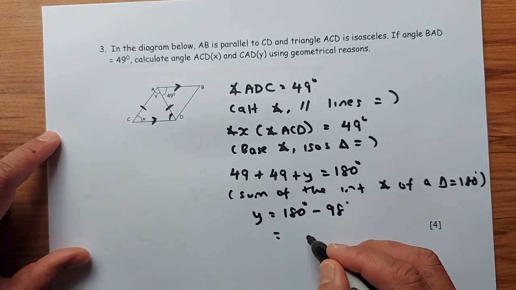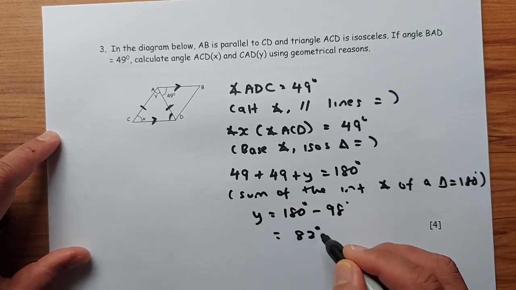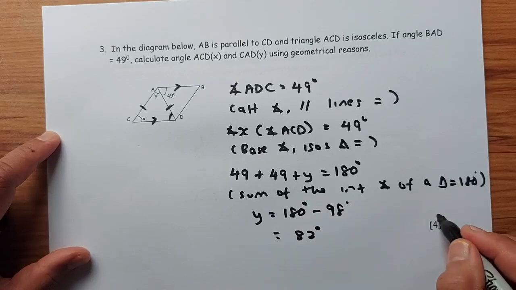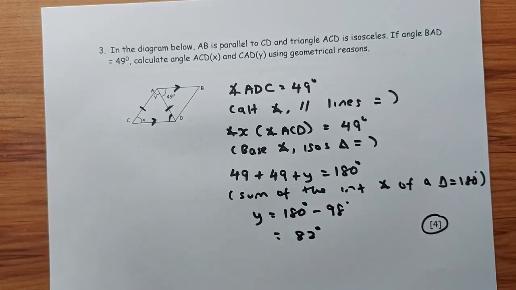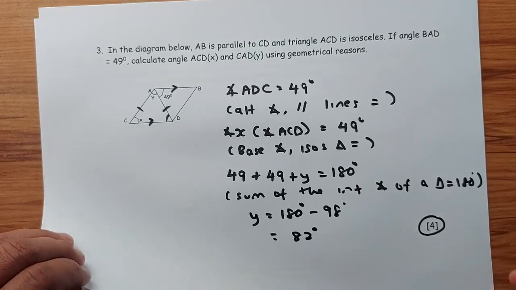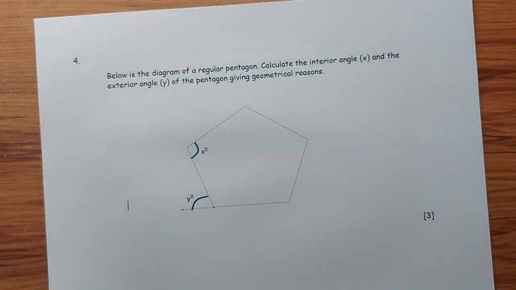And put it in your calculator, the answer should be 82 degrees, and that will give you 4 marks in this paper. Not too bad, right? Great. Now we shall look at question 4.